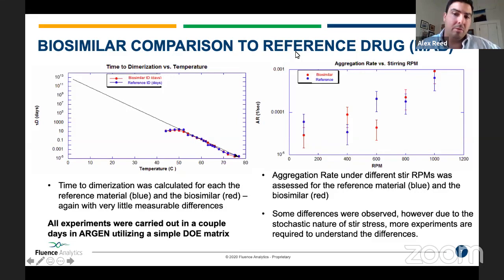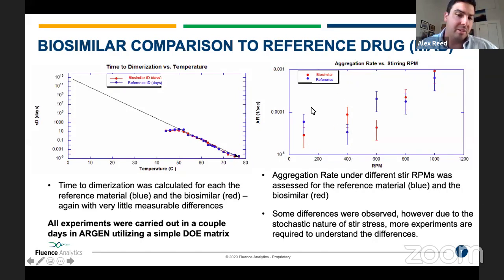So we were looking at the shear stress under those different rates. Again, actually this one, we saw some differences. What's interesting is with aggregation rate, especially the way we're doing it, there are some stochastics in that type of measurement. So without more study, we couldn't really dig into it. It wasn't as important for the client, but what was interesting is the fact that we can do these comparisons, and maybe with enough data, you could come to some conclusions around sensitivity to shear.